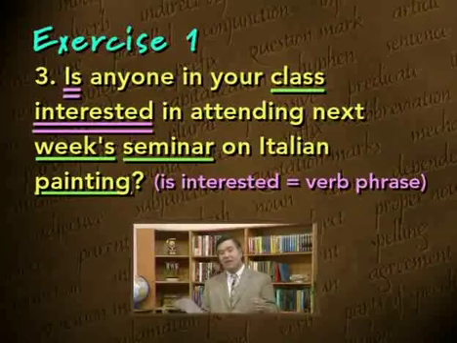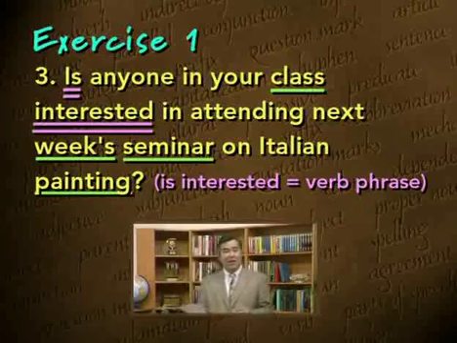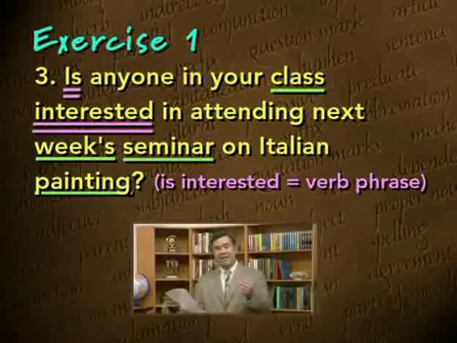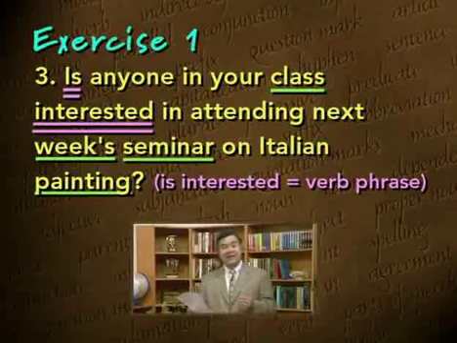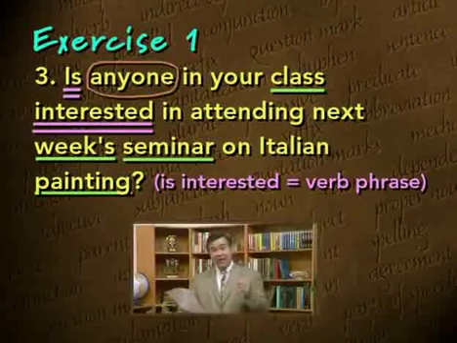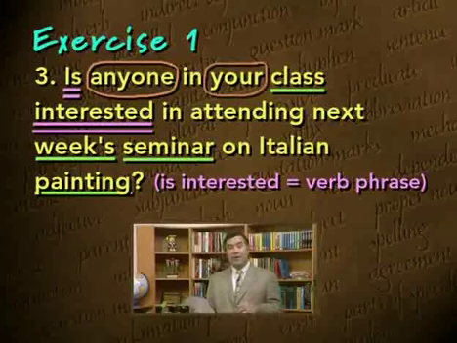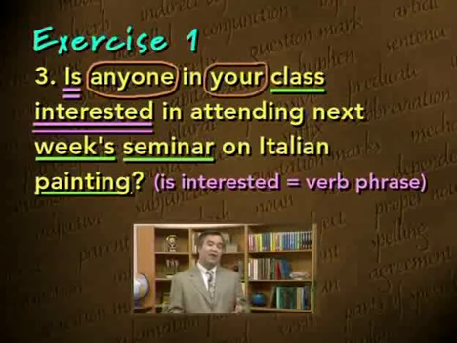So, is interested is the verb phrase, interested is the main verb, is is the helping verb. What is the subject of the verb is interested? It's the pronoun anyone. And this particular sentence, in fact, contains two different pronouns, anyone and your. We've already said that there are many different types of pronouns. Pronouns act like nouns, but they take the place of nouns.